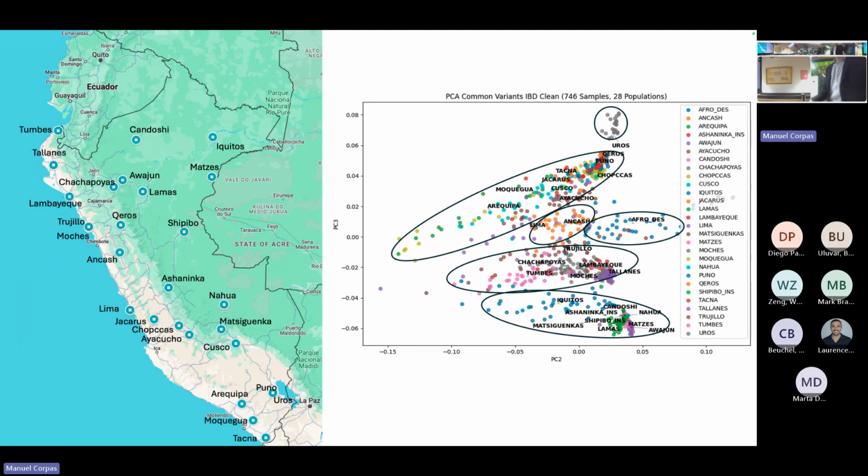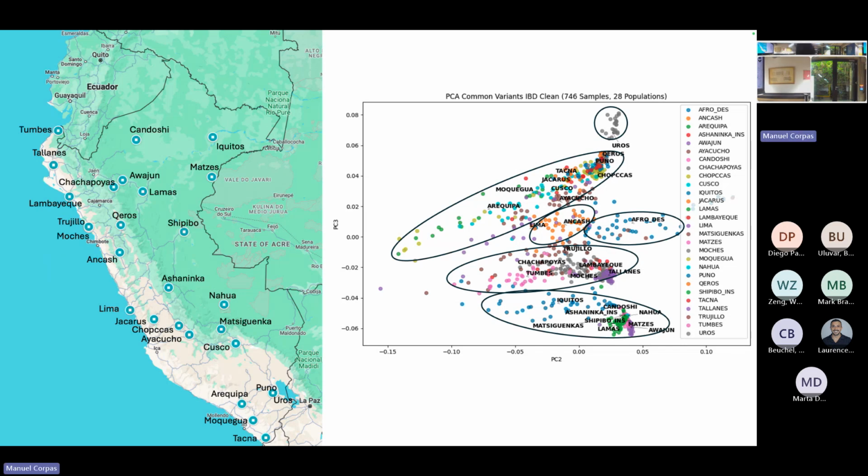And basically, when we perform a principal component analysis, I just want to draw your attention that actually this is principal component 2 and principal component 3. Because when we have the principal component 1 and 2, it basically separates the Africans versus the non-Africans. But then when we look a little bit into the fine-grained relations, we see very clearly the patterns of mountain, then the jungle, and then the coast, and then the Afro-descendant and the ones that are quite mixed. But then the Uros, the ones that live in floating islands, they seem to have their own little cluster there. So that was quite interesting to see.